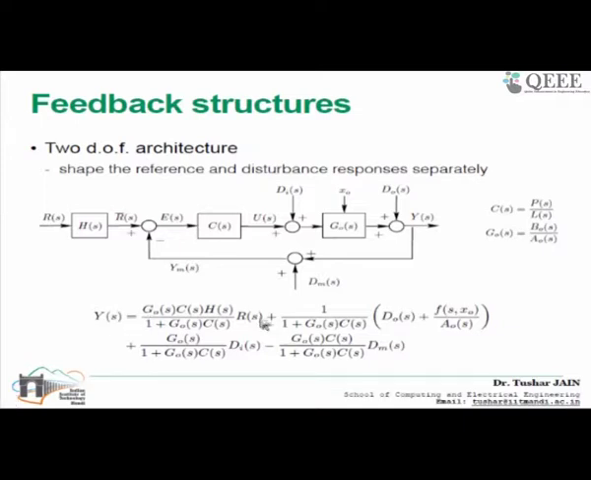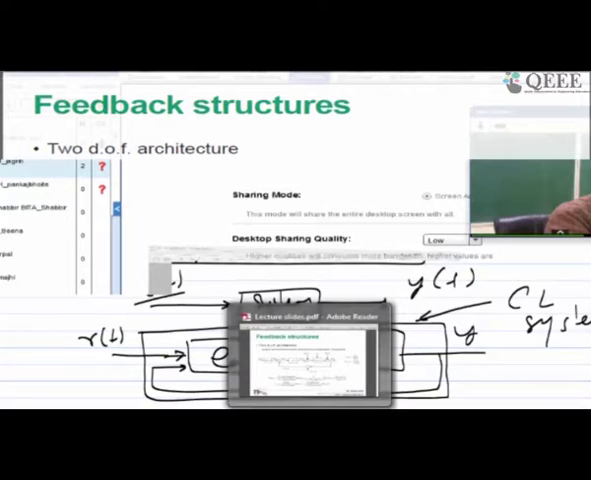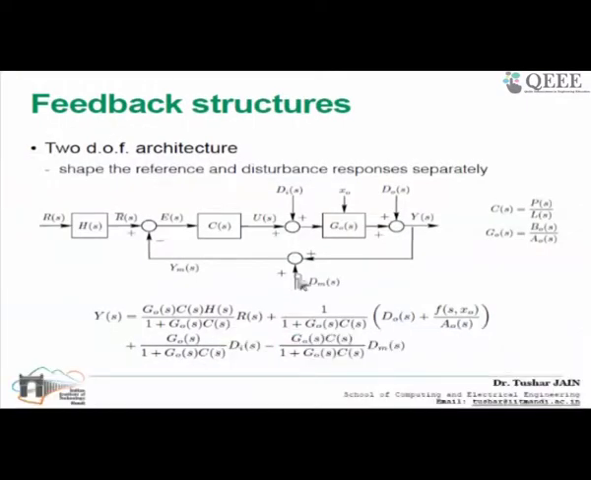So this is the output variable, and these are all the transfer functions with respect to R of S, the output disturbance, the input disturbance, and the measurement disturbance. Now just take a close look at this equation: this H of S transfer function appears only in the path when I am observing my output with respect to the reference, while C of S is coming in all the transfer functions, with respect to both the set point and the disturbances.